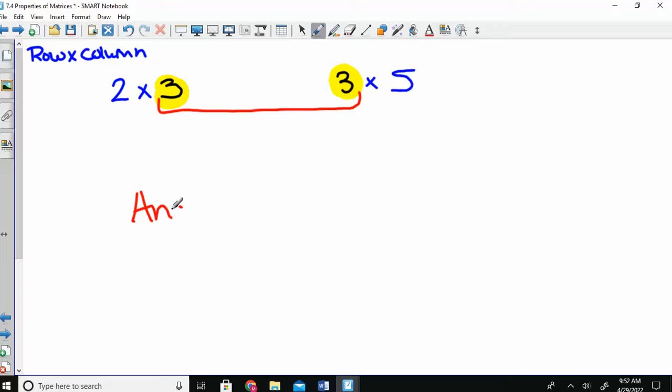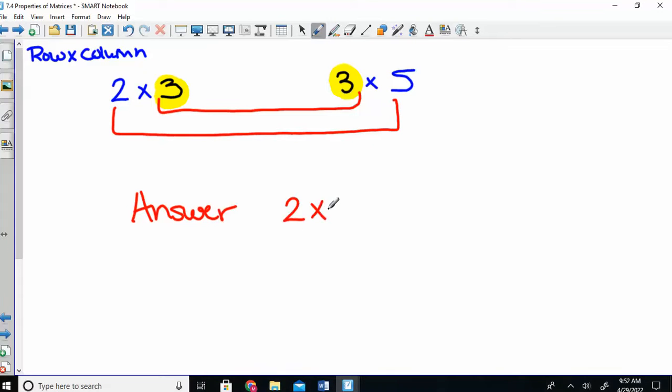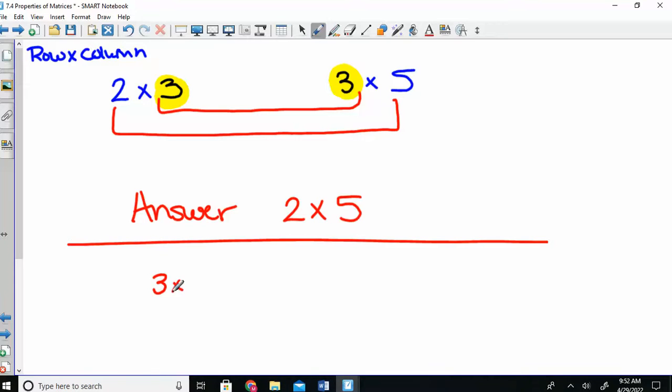The answer will be the outside dimension. So my final matrix will be a 2 by 5 matrix. So if I took a 2 by 3 times a 3 by 5, we will get a 2 by 5 for our answer. Could I multiply them in reverse order? Could I do the 3 by 5 times the 2 by 3? No, because these middle ones don't match.